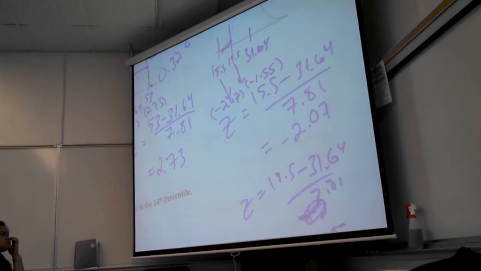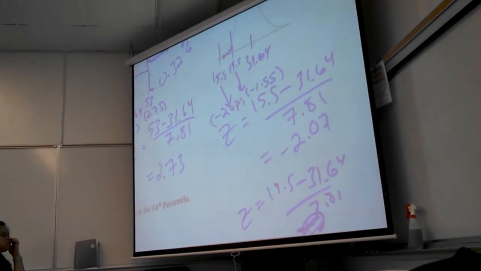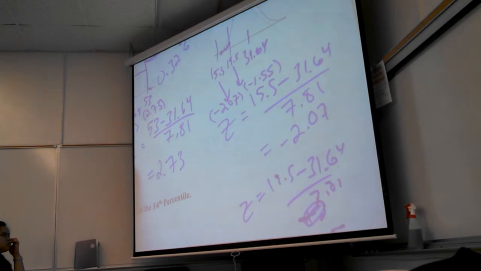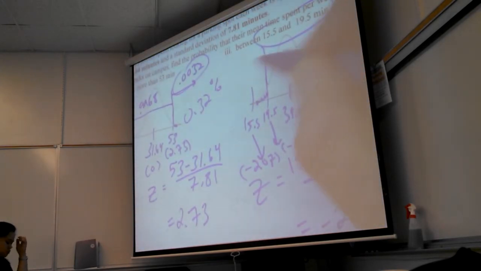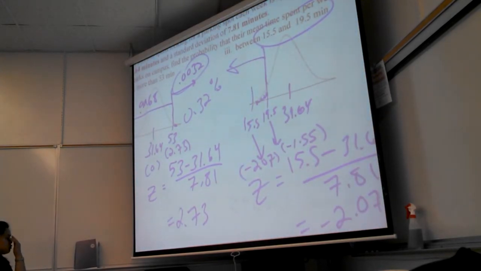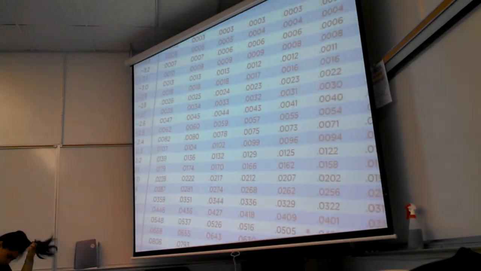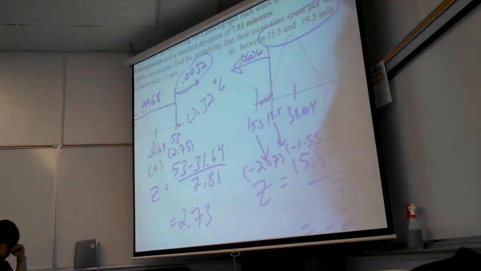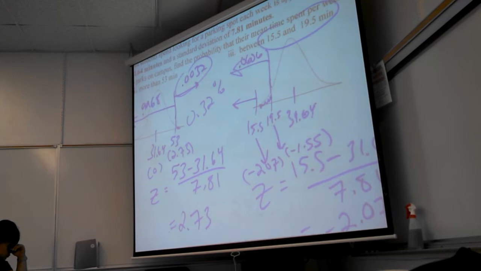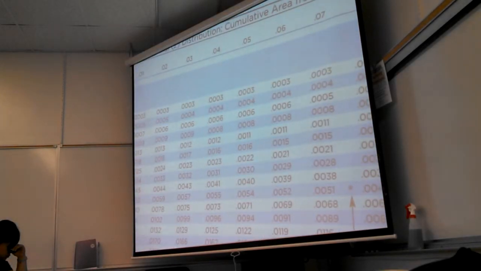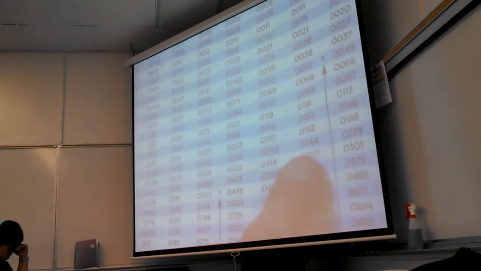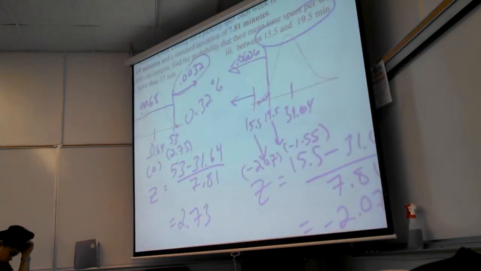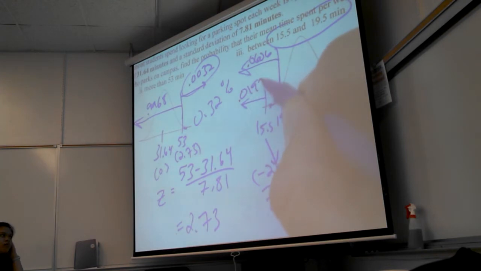So I just need to find the area between those two. I first have to find the area below those two, and then I can subtract them. So below that one, negative 1.55 z-score, I get 0.0606. And then below the one that's negative 2.07, 0192. And then you just have to subtract those.